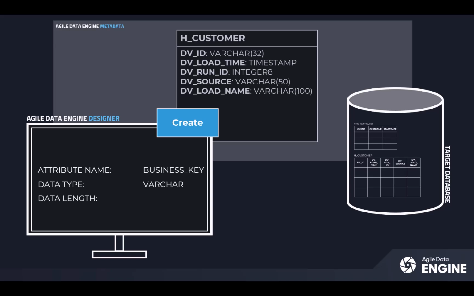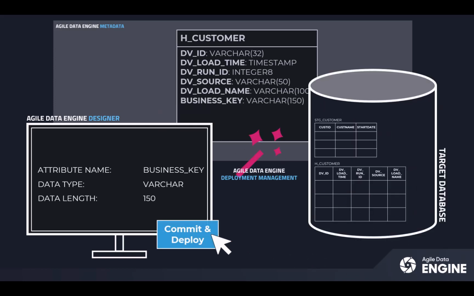If you need to alter a table, such as adding a new attribute, simply provide the name and data type in ADE. After committing the changes and initiating a deployment, ADE will generate the necessary SQL statement for the alteration.